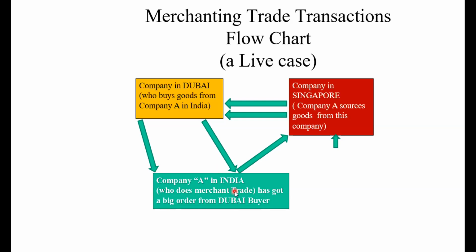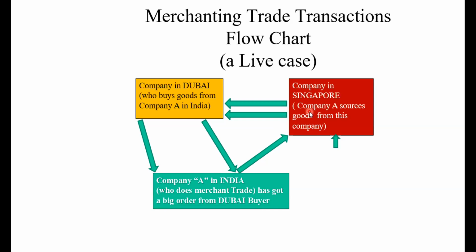Now, exporter in India, he is a merchant in trade man. What is merchant in trade mean? He doesn't make any goods. He is only a big exporter, but he has an arrangement. What arrangement? He is sourcing the goods from a company outside India. Okay, he is going to be the exporter. He will raise the invoice. He has got the order, but the goods are not in his custody.